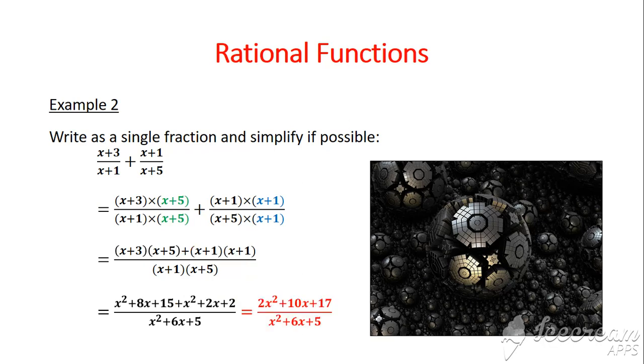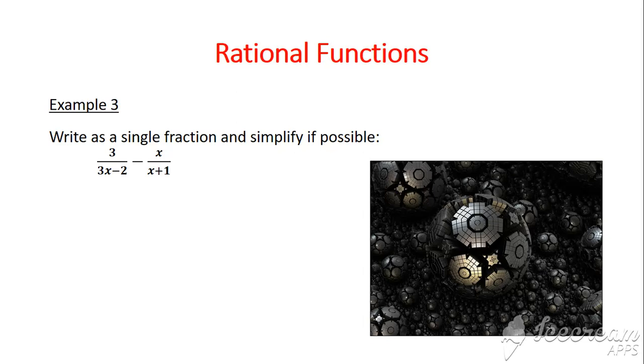And I've simplified the top to get 2x squared plus 10x plus 17. How did I do that? x squared plus x squared makes 2x squared. Plus 8x plus 2x makes plus 10x. And plus 15 plus 2 makes plus 17.